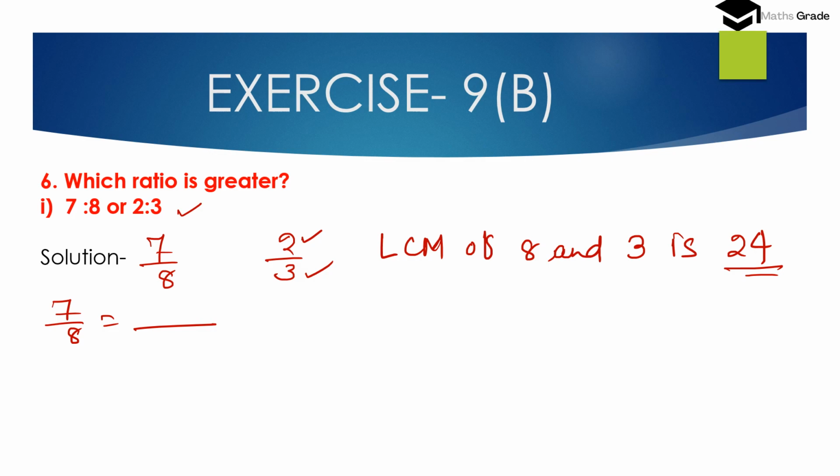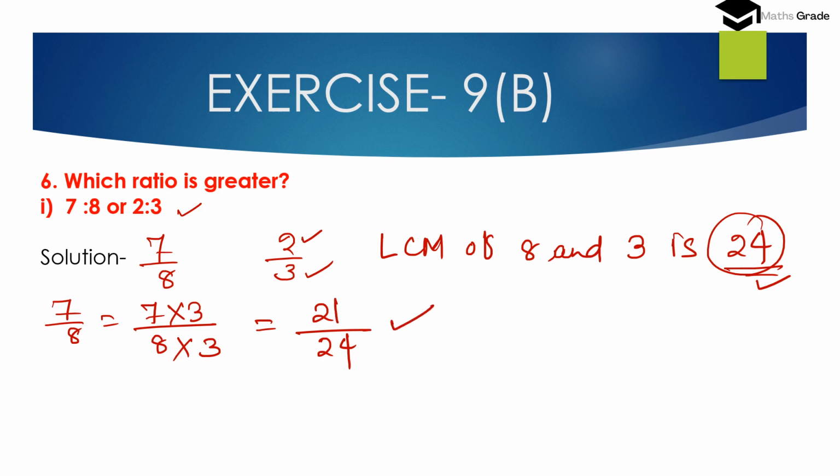Just first find out the LCM and equate the consequent of the ratio with the LCM. That is, the number we multiply with the consequent of that ratio to get the LCM. Here consequent is 8. Which number we have to multiply with the consequent 8 to get the LCM 24? We know in the table of 8, 8 multiplied by 3 is 24. So we have to multiply the number 3 with the antecedent, that is 7. 7 multiplied by 3 is 21.